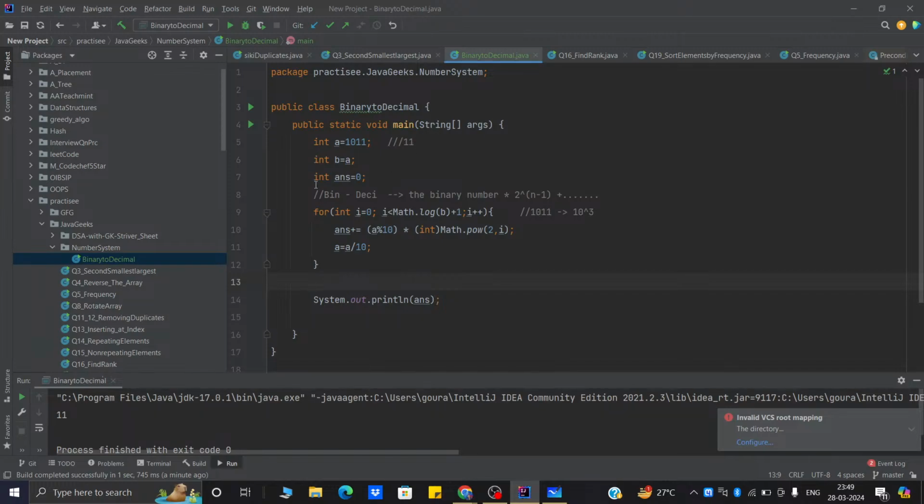Okay, so we have done binary to decimal. Now we can convert binary to octal also. Any other number to decimal we can convert, or we can switch to decimal to binary. Which one is more preferable? Decimal to binary. Okay, let's switch from decimal to binary.